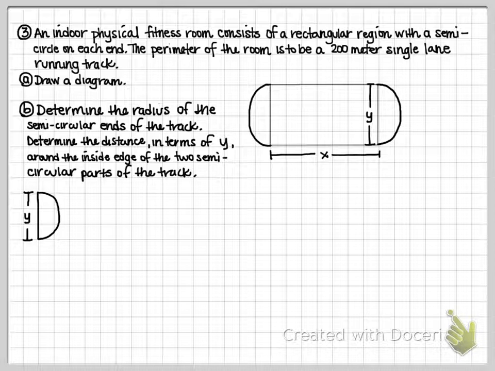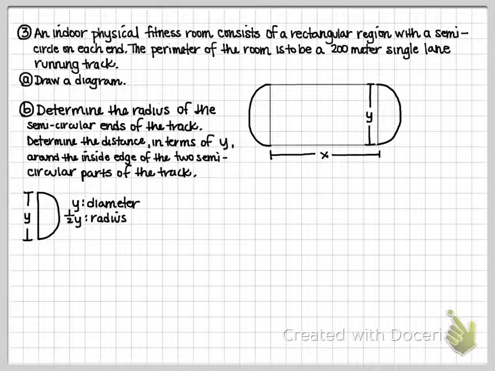All right, well, if this is a semicircle, it means it's half of a circle. So this y distance actually represents the diameter. And the diameter goes all the way through the center of a circle and has endpoints on the circle itself. So if y is the diameter, then half of y is going to be the radius. The relationship between a radius and diameter is you cut the diameter in half. All right, so there's the radius.